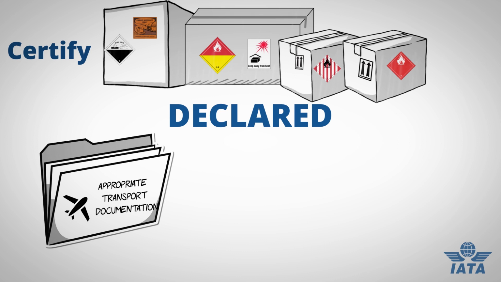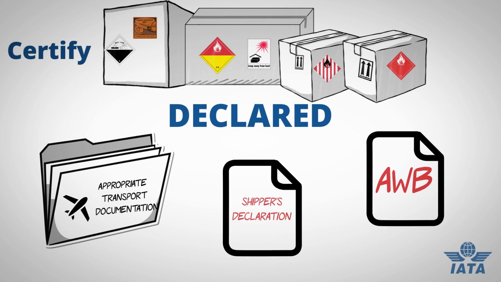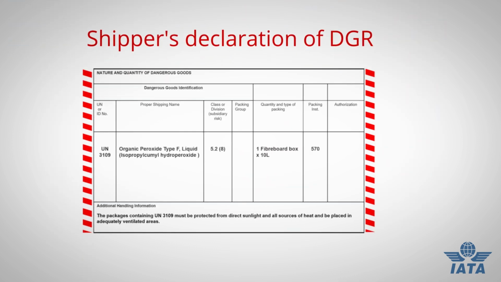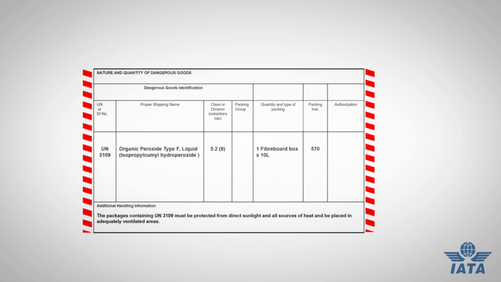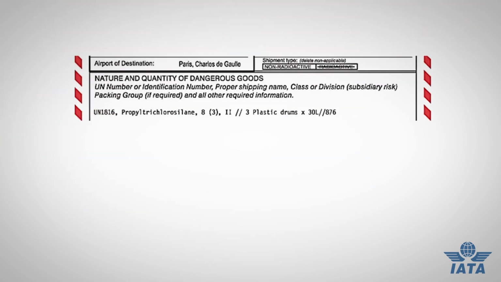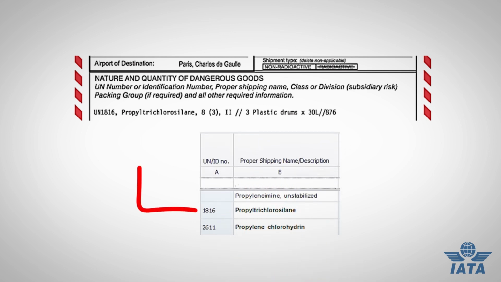The main documents involved are the shipper's declaration and the air waybill. The general principles for completing the shipper's declaration are to use English as the official transport language and to ensure 2 copies of the declaration are provided, completed and signed. Each article or substance offered for transportation must be declared by its proper shipping name as described in Dangerous Goods Regulations Section 4. This includes other details which most appropriately describe the substance to be transported.